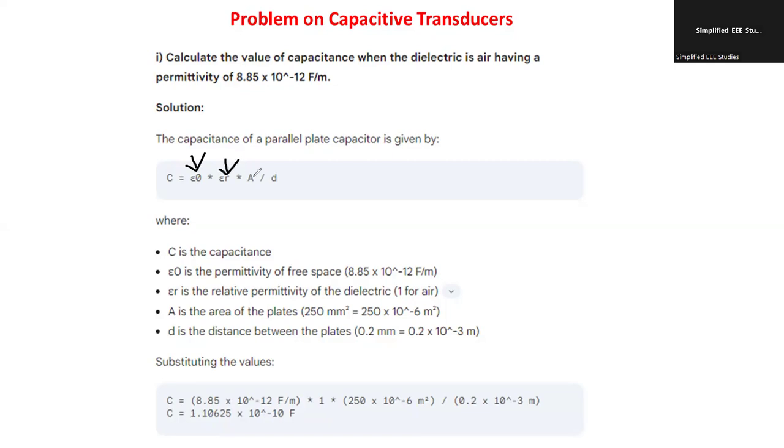Both are given. Area is provided. Then distance is already given. These are the given values. Now you can directly substitute: C is equal to epsilon 0 epsilon r into A by D. So you'll be getting the value of capacitance. It's a direct question, right? The first part is the direct part, a direct question only.